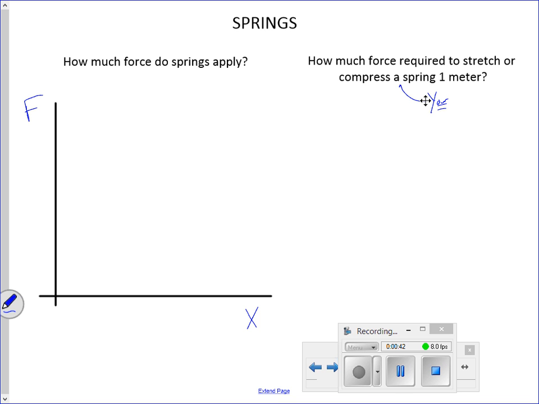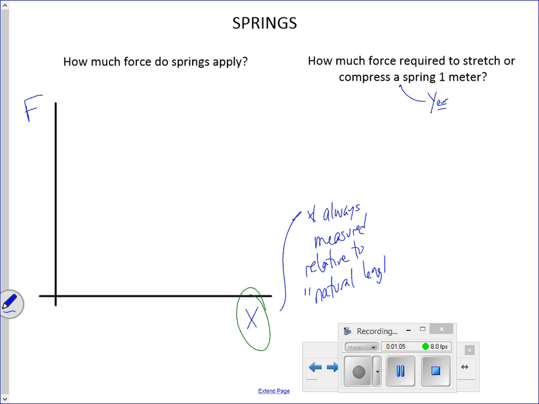All right, and make sure that you're aware of what X refers to. Okay, and X, I will say, is always measured relative to what's called the natural length or original length.